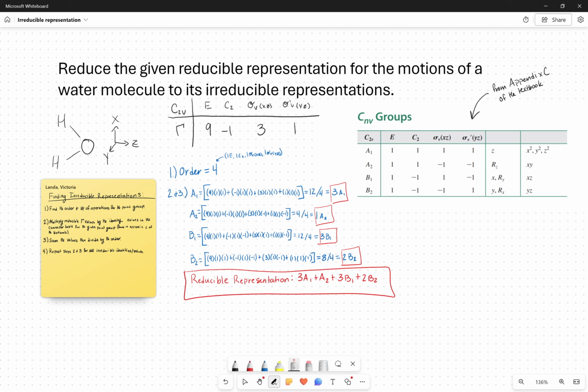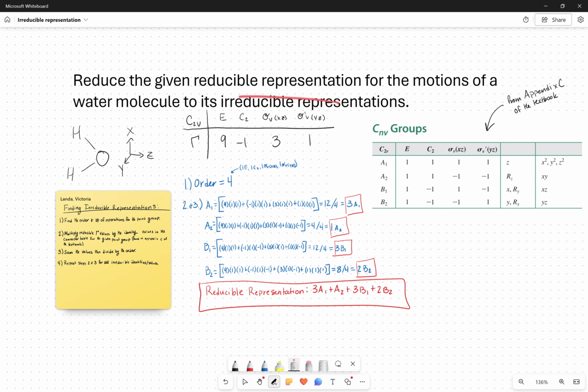Okay, so this question is asking us to reduce the given reducible representation for the motions of a water molecule to its irreducible representations. And we're given a couple things here. First of all, we have the reducible representation and its table. We also know how the molecule looks and its axes, though those aren't as relevant to this specific question.